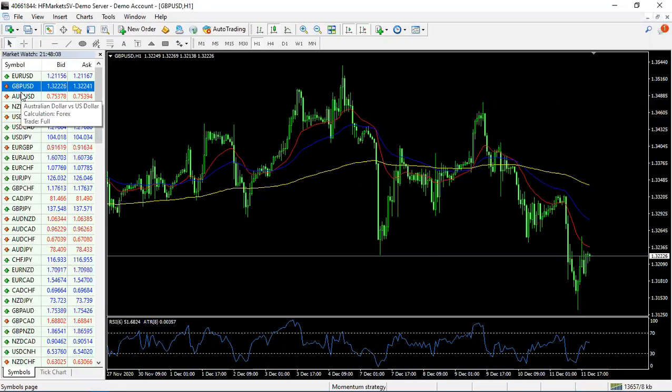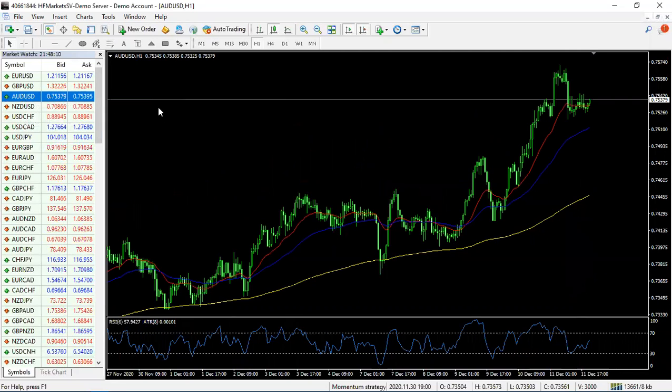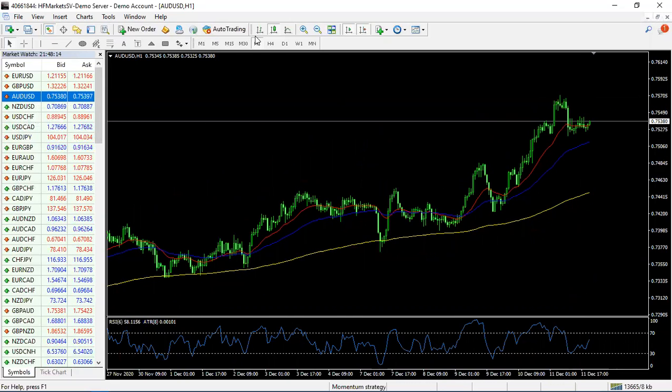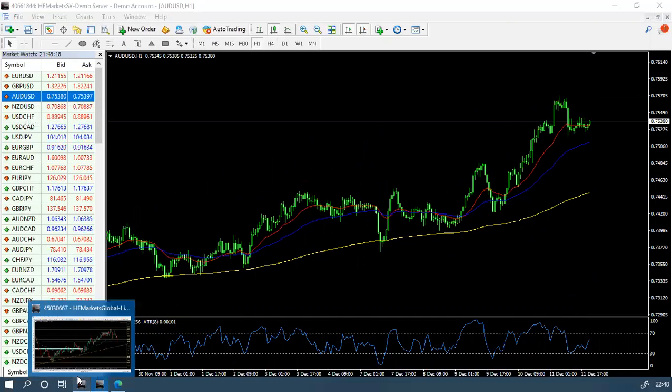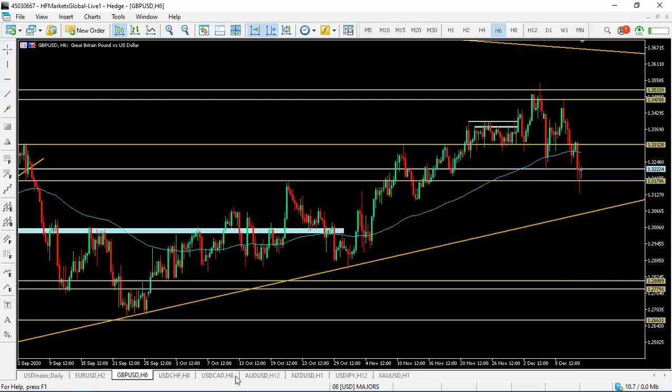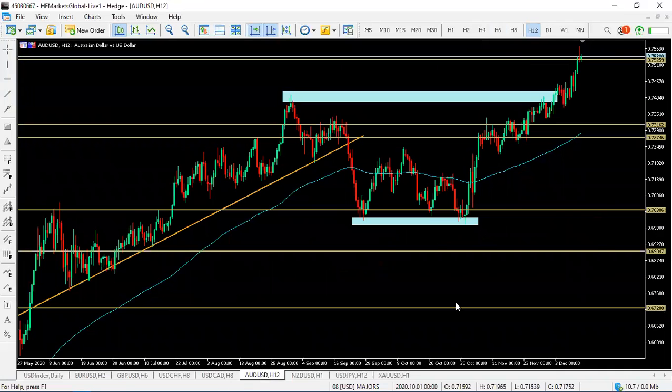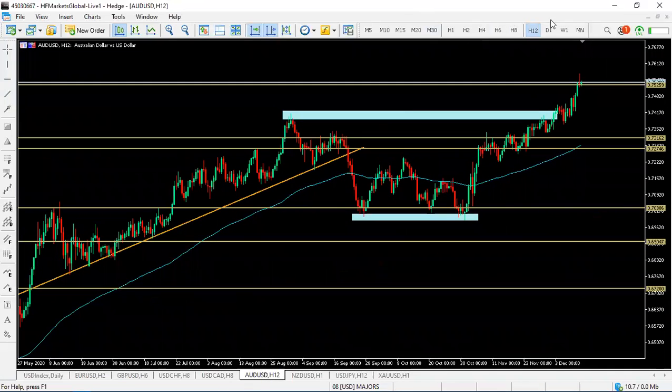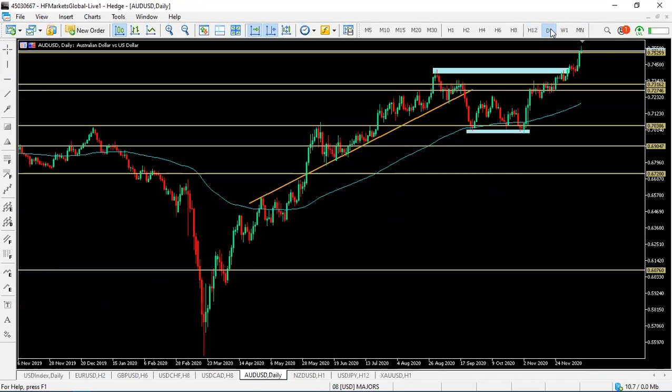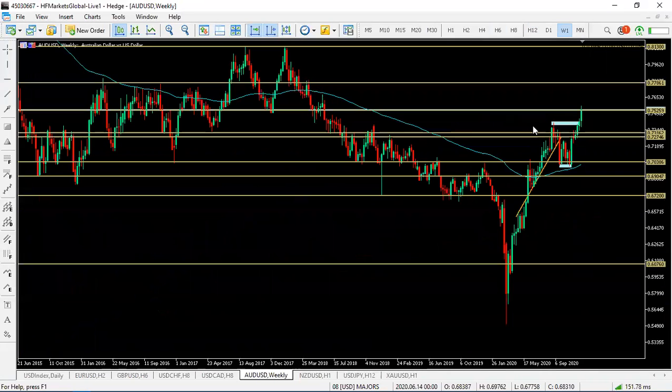So the next thing, I'm going to go to Australian USD, okay? So we're expecting a long position from this. This is the 1 hour chart. So let's go to our analysis, okay? So what do we expect? Do we expect a long position? Yes, there's a big possibility of a long position.